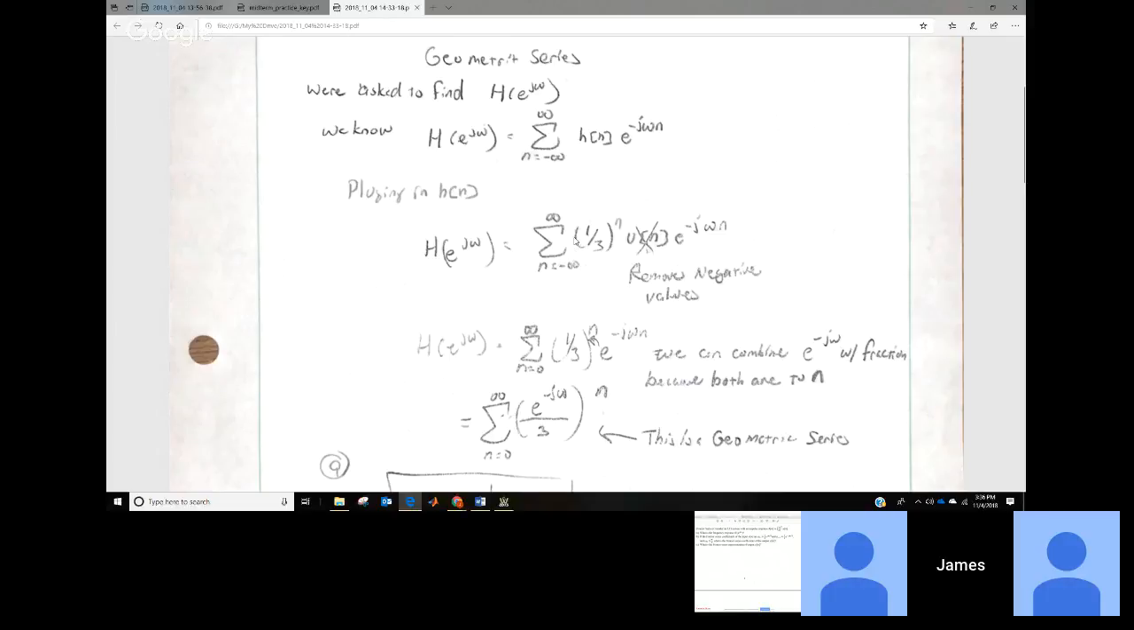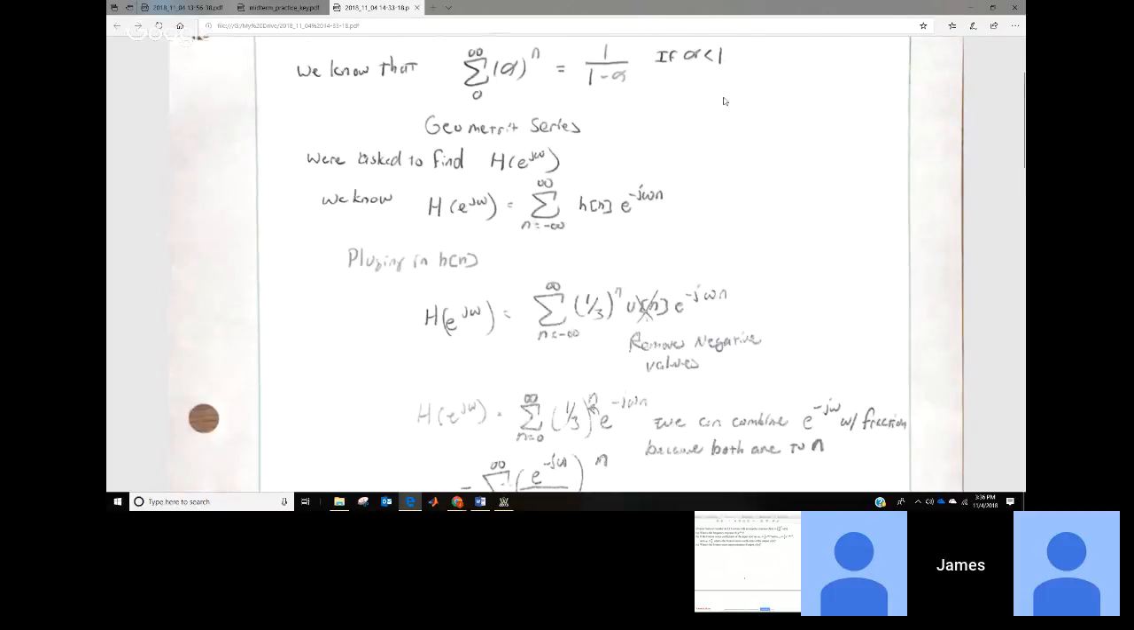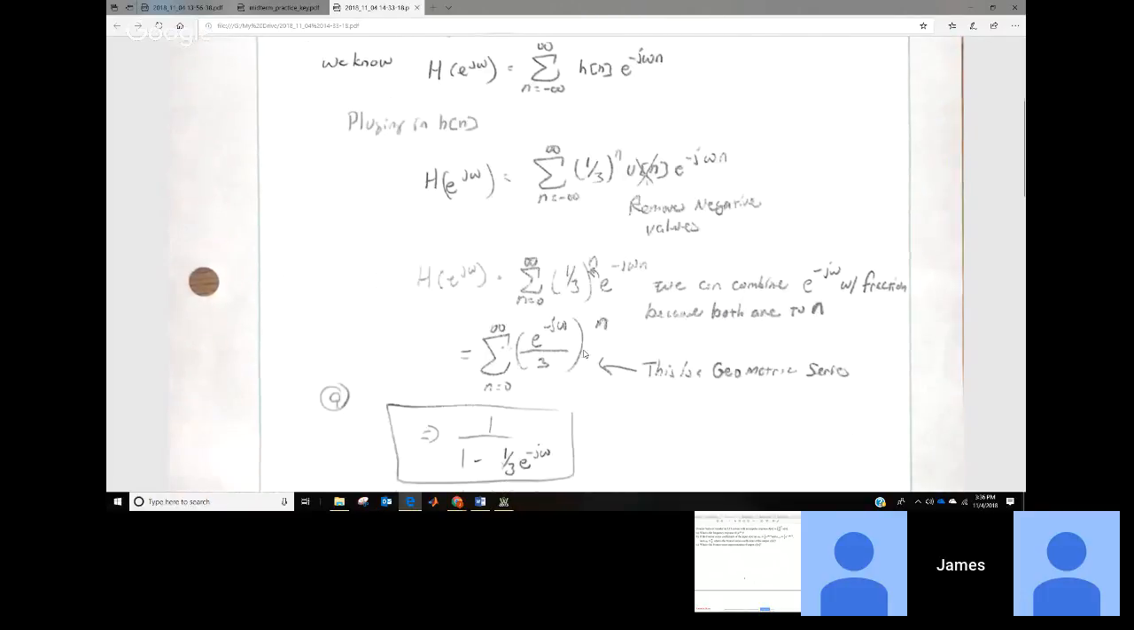Anyway, it really doesn't matter because we converge. So we plug in h of n. So we have 1/3 to the n times u of n times e to the negative jwn. This u of n removes all of our negative terms. So we're back into this, which looks a lot like this equation, this form up here.